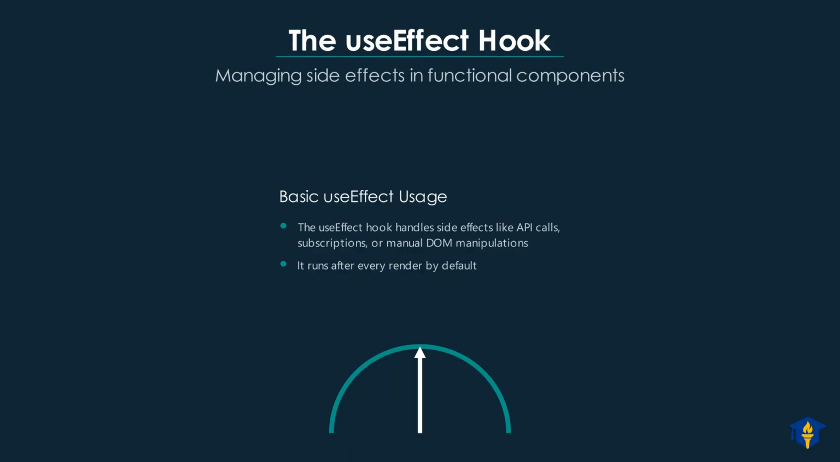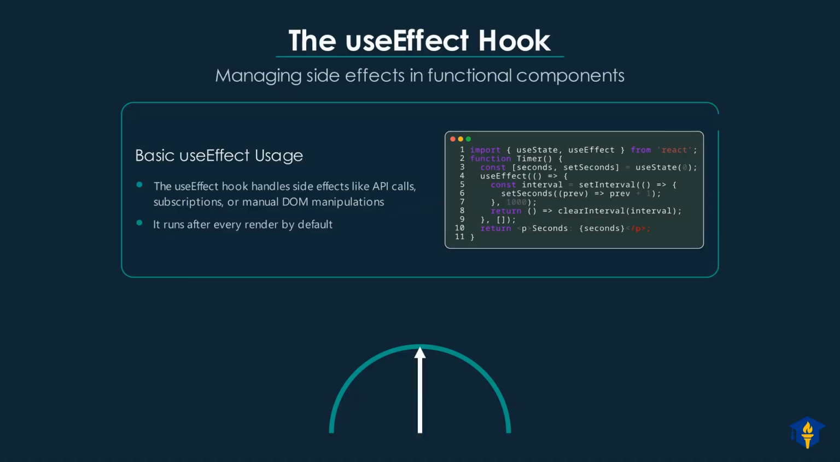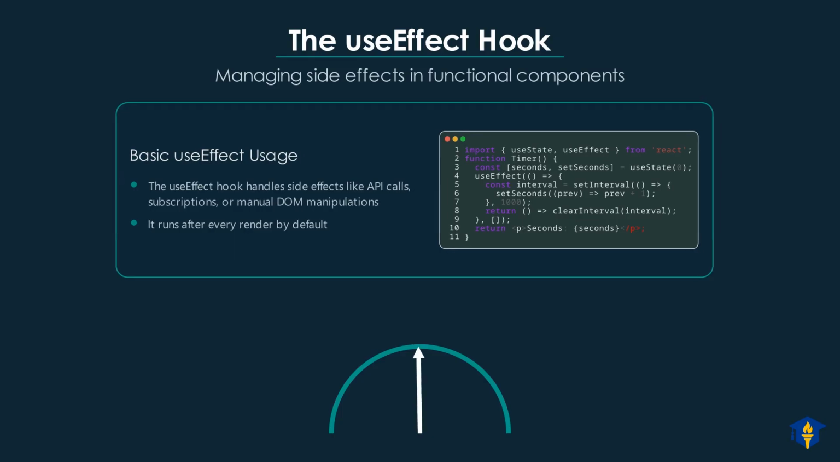The useEffect hook is designed to handle side effects such as API calls or DOM manipulations running after each render. Here, useEffect sets up a timer, incrementing seconds, every 1000 milliseconds, and importantly, includes a cleanup function.